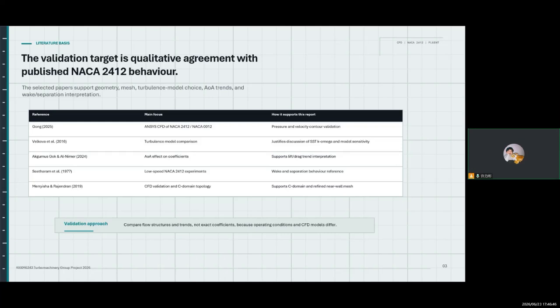Gong supports pressure and velocity contour validation. Volkovo supports the discussion of turbulence model sensitivity. Agumoscork and Anima support the angle of attack trend. Cicerum provides a reference for wake and separation behavior. Marisha and Rajendran support the use of a C-domain and near-wall mesh refinement. Therefore, our validation approach is based on comparing flow structures and aerodynamic trends, not exact coefficient values.